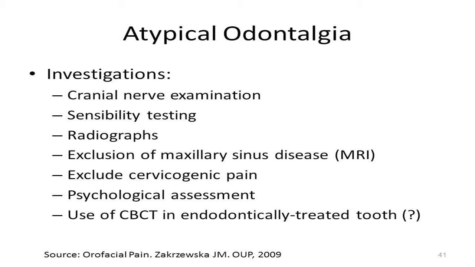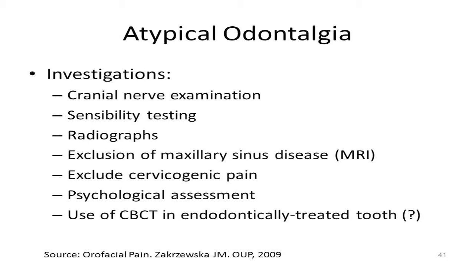What do you want to do with these patients? Well, you want to fully investigate them, so you want to do a cranial nerve examination, you want to get your dental colleagues to do vitality or sensibility testing to make sure the teeth are alive or dead and treat accordingly, appropriate dental radiographs or facial skeleton radiographs. You want to exclude maxillary sinus disease. Very importantly, you don't want a fungating tumour to be mimicking atypical facial pain. Again, think about cervicogenic aspects.